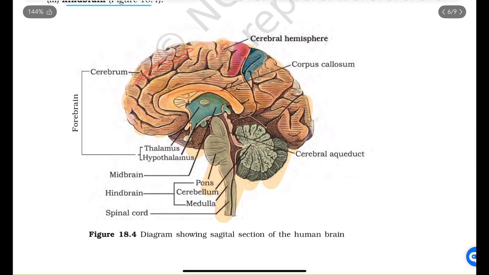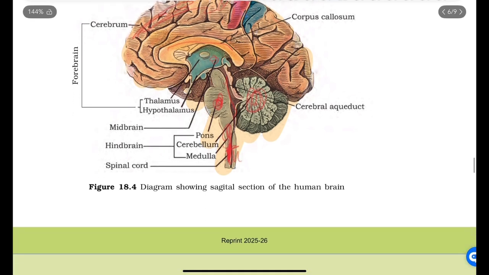This is the cerebral aqueduct. This is the midbrain, and this is the hindbrain that consists of pons, cerebellum, and medulla. This is the medulla, and this is the spinal cord. Here the spinal cord starts from here.